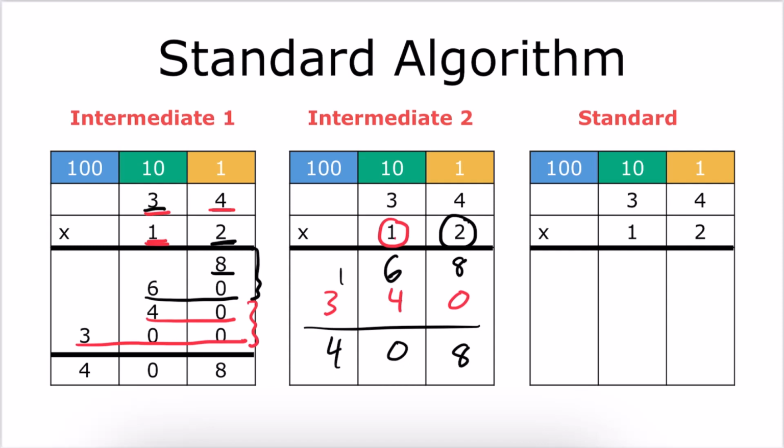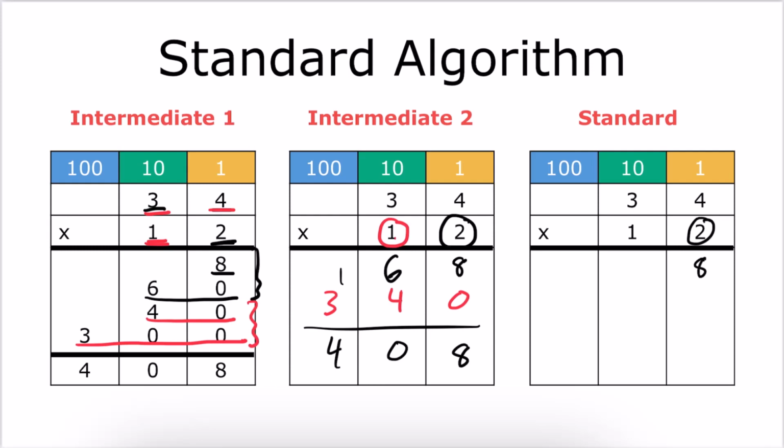And then this can lead to the final algorithm, which is the standard algorithm. And so the standard algorithm starts off the same as the intermediate algorithm 2, where you say, okay, I'm going to make 2 copies of the number 34. So 2 copies of 4 is 8 ones.